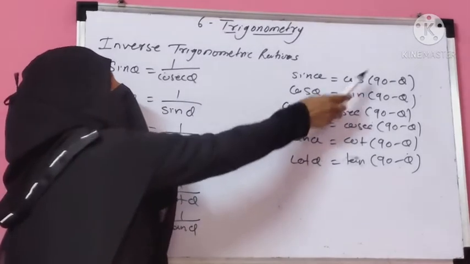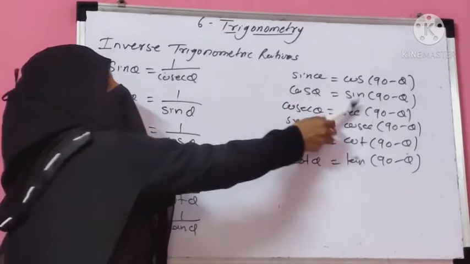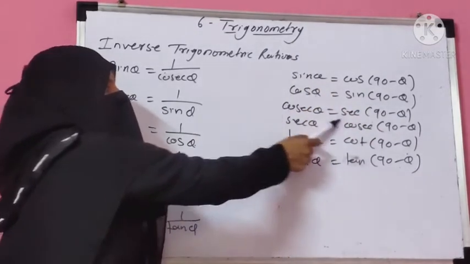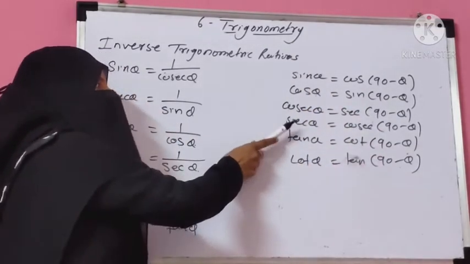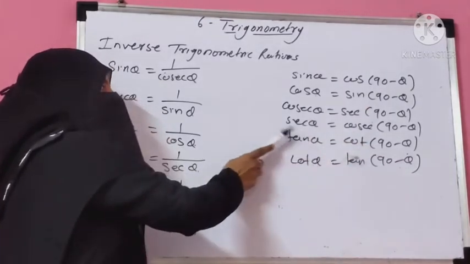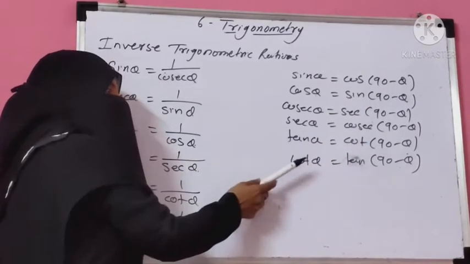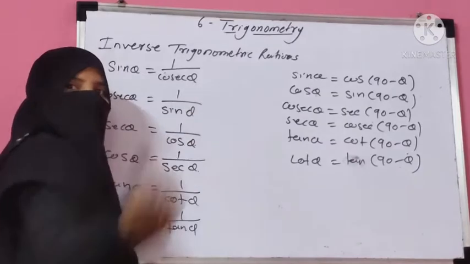Sin theta is equal to cos 90 minus theta. Cos theta is sin 90 minus theta. Cosec is sec 90 minus theta. Sec is cosec 90 minus theta. Tan is cot 90 minus theta. Cot is tan 90 minus theta.